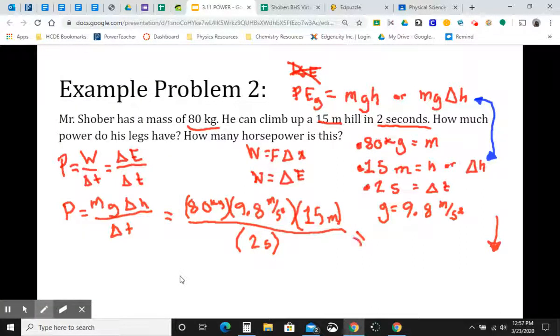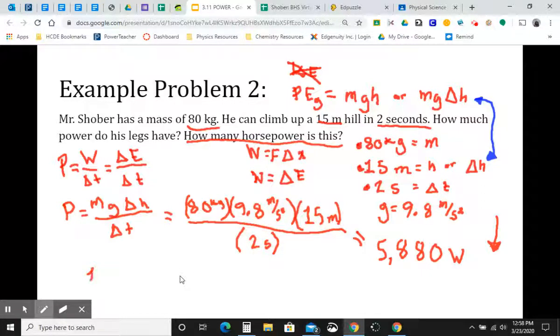So got kind of a slanted equal sign there. So we get 5880. And what is our unit for power? We have to think back to our last couple videos. We know that power comes in units of watts, which is a capital W. Okay, so that's the answer for our first part. That's how much power do his legs have, 5,880 watts. But we have to figure out how to answer this. How many horsepower is this?